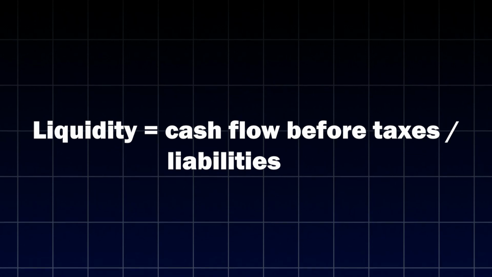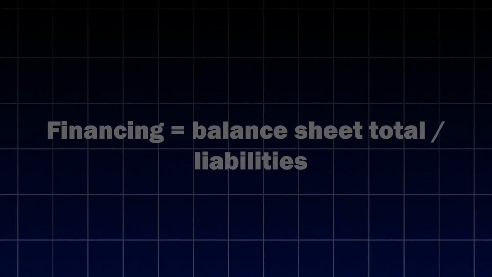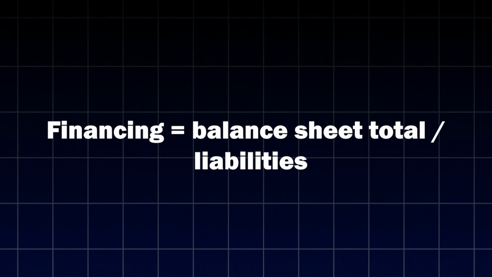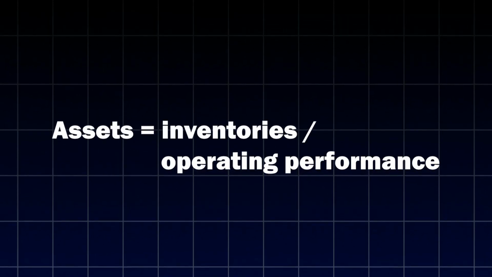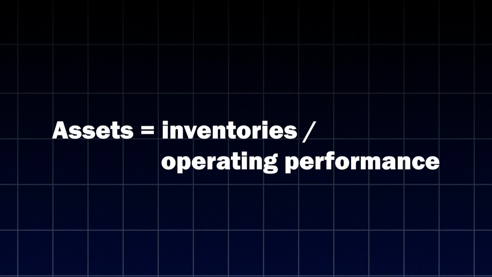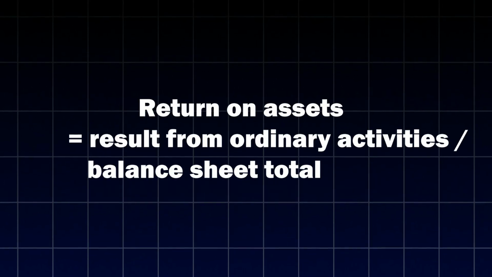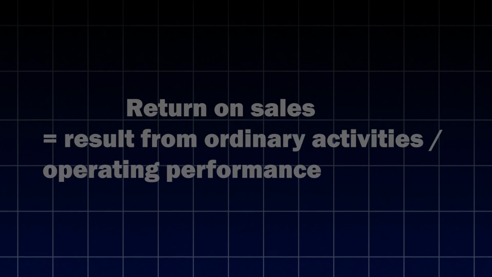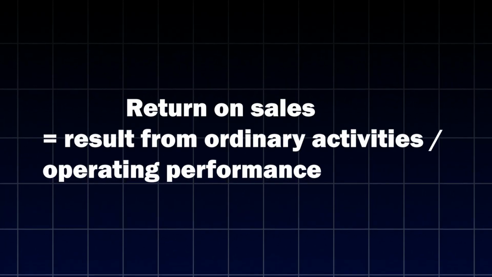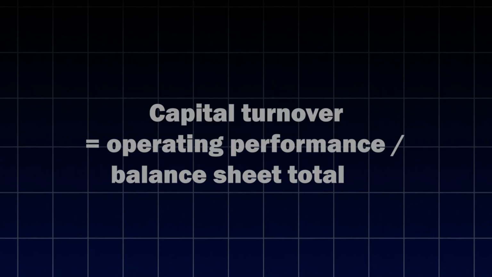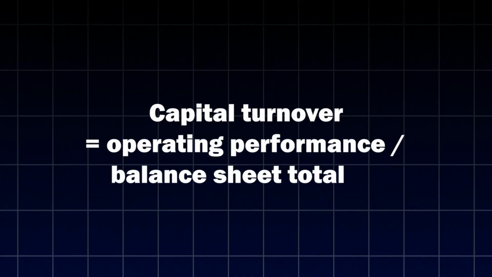Liquidity is equal to cash flow before taxes divided by liabilities. Financing is equal to balance sheet total divided by liabilities. Assets is equal to inventories divided by operating performance. Return on assets is equal to result from ordinary activities divided by balance sheet total. Return on sales is equal to result from ordinary activities divided by operating performance. Capital turnover is equal to operating performance divided by balance sheet total.